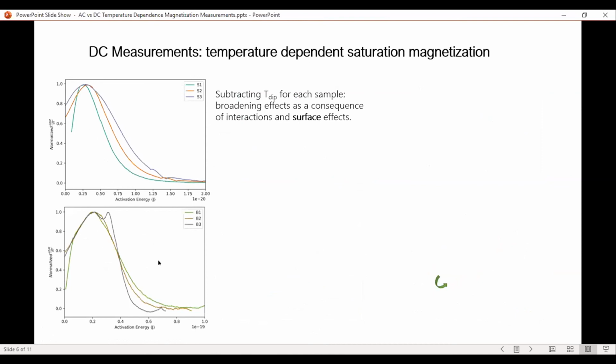And we can see that for the big core samples, we find the same position of the peaks and almost the same shape of the peaks. While for the small core samples, we have small shifts in the position of the peaks, and also a broadening effect. So we can assume that this is not only attributed to interactions, but also to surface effects.